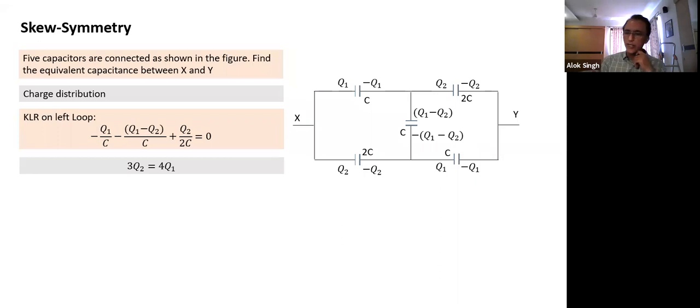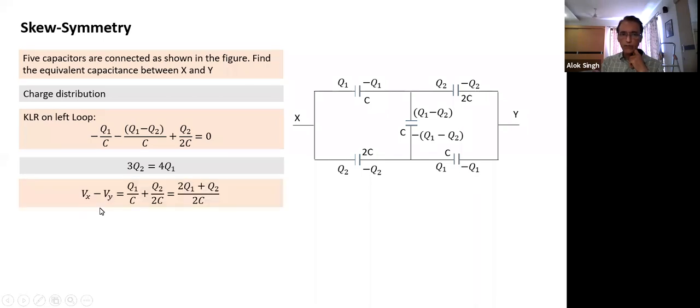Okay. Next, I'm going to find the potential difference between X and Y, because to find the equivalent potential, I'm finding Vx minus Vy. What is Vx minus Vy? One way of thinking: I'm starting from Vx. As we go from here to here, is this point lower or higher compared to X? This point potential is Vx.